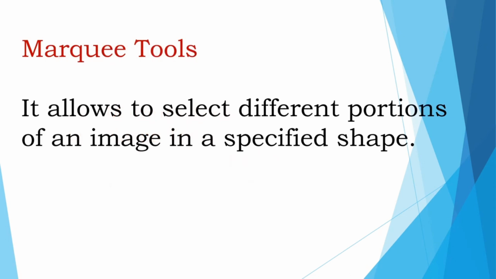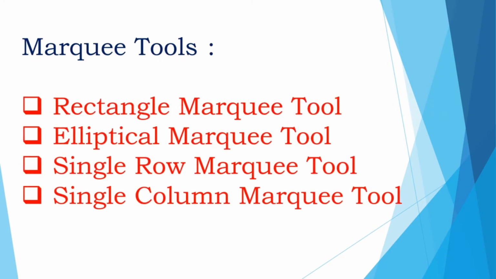First one, Marquee tools. It allows you to select different portions of an image in a specified shape. Different types of marquee tools are rectangle marquee tool, elliptical, single row, single column marquee tool.